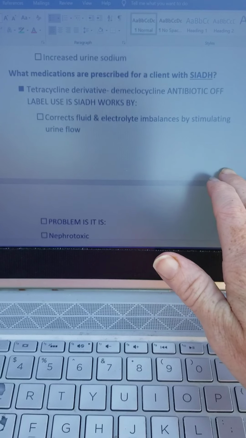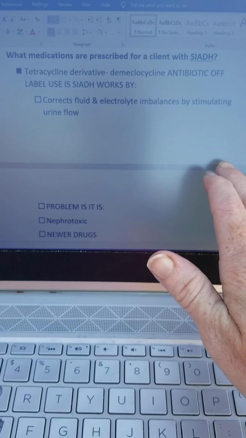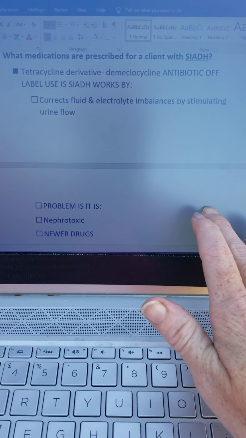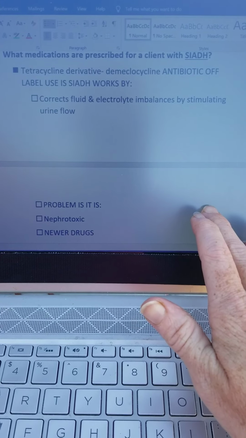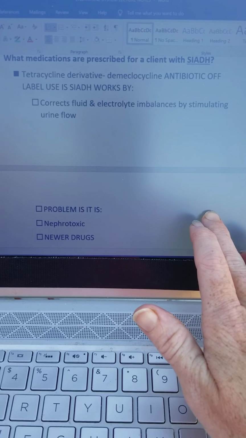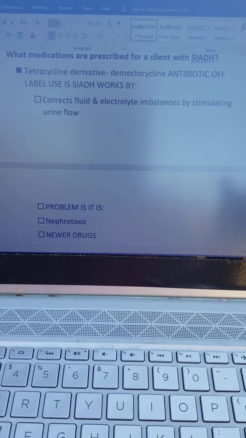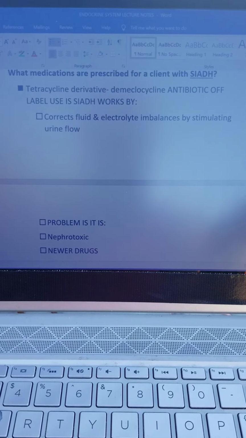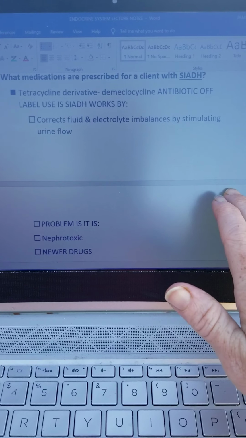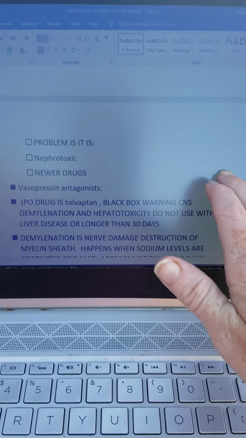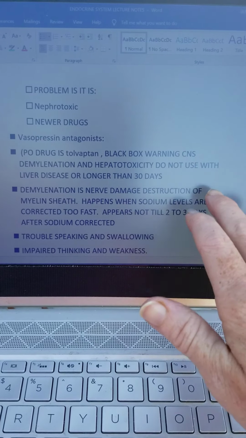What medications are prescribed for a client with SIADH? Tetracycline derivative demeclocycline, an antibiotic with off-label use in SIADH. It's an antibiotic, but it's an off-label use for SIADH. It helps to correct fluid and electrolyte imbalances by stimulating urine flow. The problem is it is nephrotoxic to your kidneys.